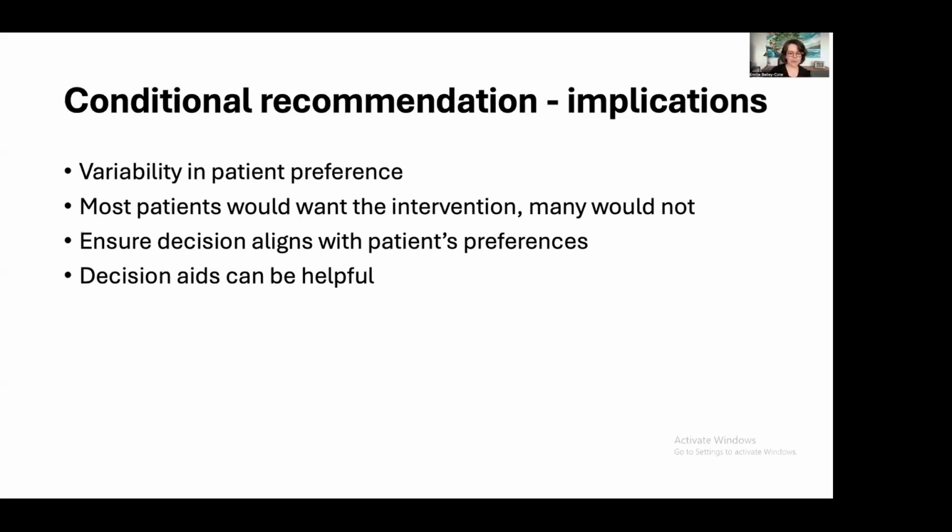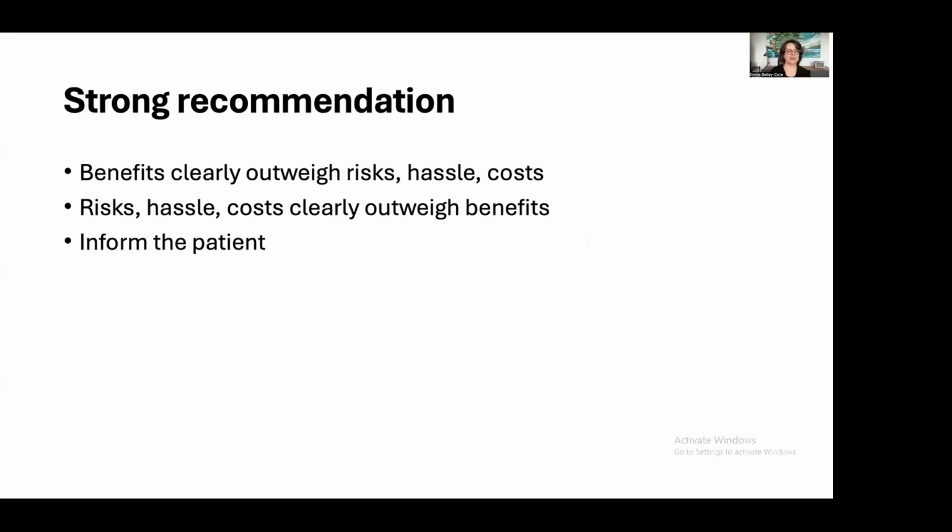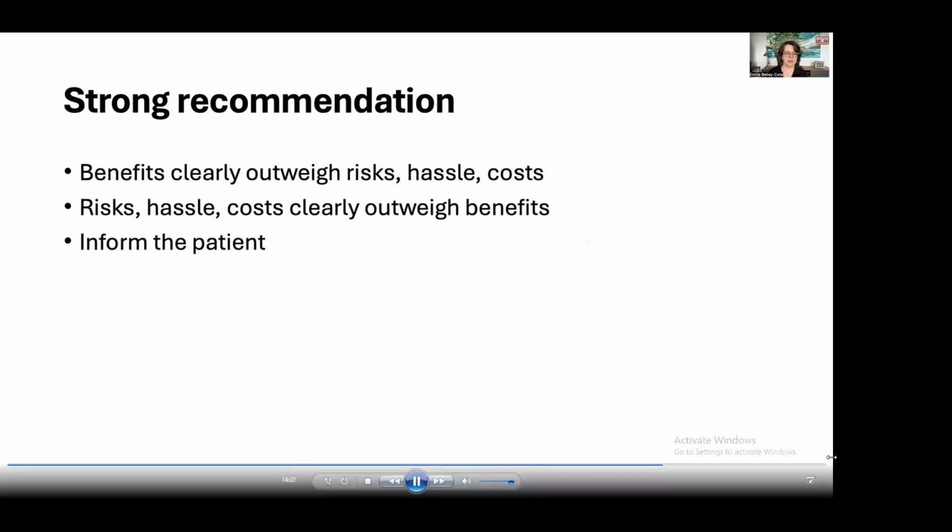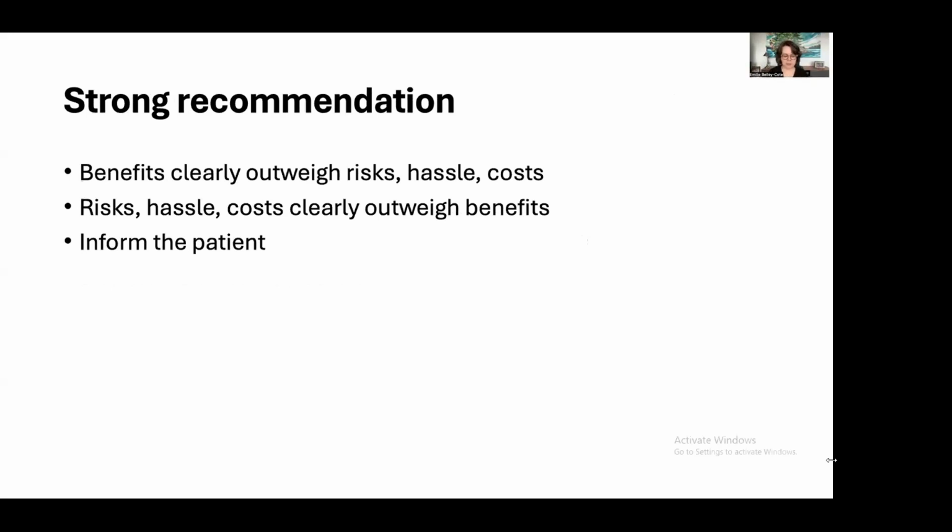I think it's helpful to contrast that with a strong recommendation. So a strong recommendation, I'll give you an example from my world, the cardiology world. So aspirin in acute MI, right? So we have a very, very strong body of evidence, high quality evidence that this improves patients' outcomes with a risk that is clearly lower. So benefits clearly outweigh risks, hassles, and costs.